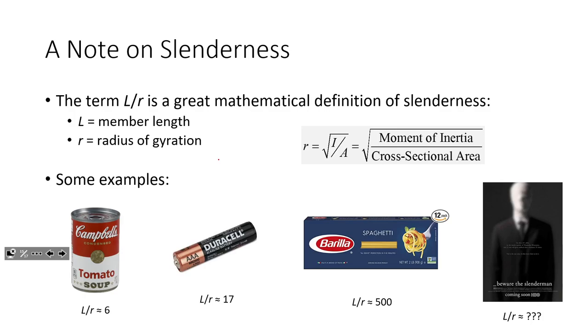Now, I remember when I was first learning about steel design, I had a hard time understanding what slenderness meant. So I've got some examples. For example, if you have a soup can, L over R, if you actually compute that for the soup can, is about 6. For a AAA battery, you have an L over R of about 17. But on the far end, if you've got a dry spaghetti noodle, its L over R is about 500. For Slender Man, I have no idea.